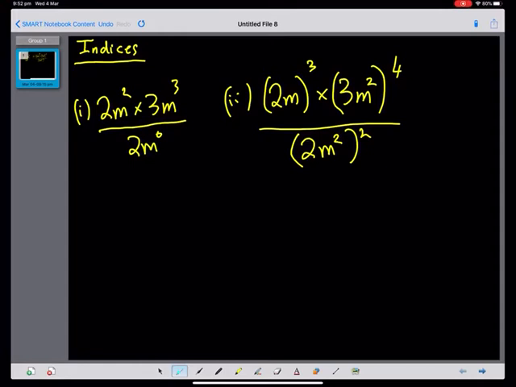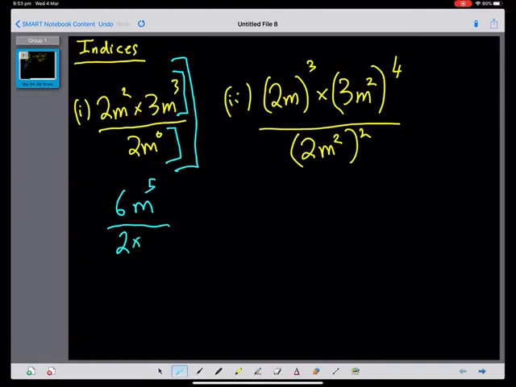Okay, so hopefully you've done the solutions for these. I recommend dealing with the numerator first, then the denominator, then doing the entire expression. So let's deal with the numerator first. 2 times 3 is 6, and we can add the powers. 3 plus 2 is 5. Now the denominator. We've got 2 times anything to the power of 0 is just 1. So that leaves us 6m to the 5 all over 2. 6 divided by 2 is 3m to the 5.